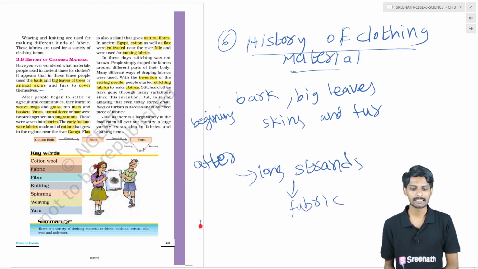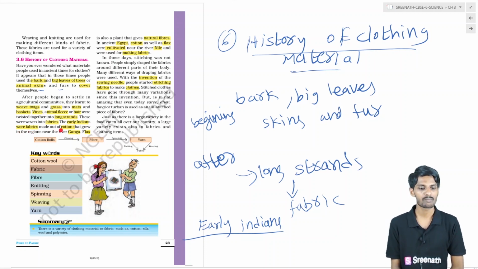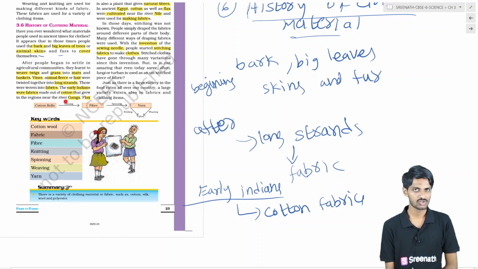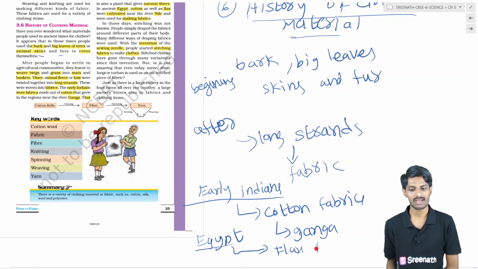Okay, basically the early Indians, what did they do? The early Indians wore fabrics made of cotton. Early Indians used cotton fabrics made from cotton that grew in the region near the Ganga. So this cotton is grown near the Ganga river, where cotton plants were developed. And in Egypt, flax, which is also another natural fabric.